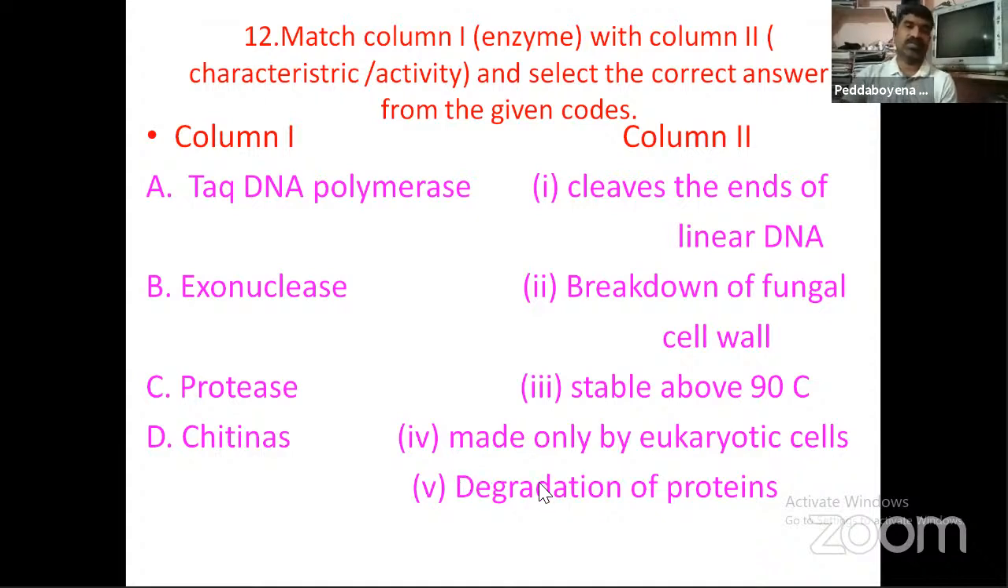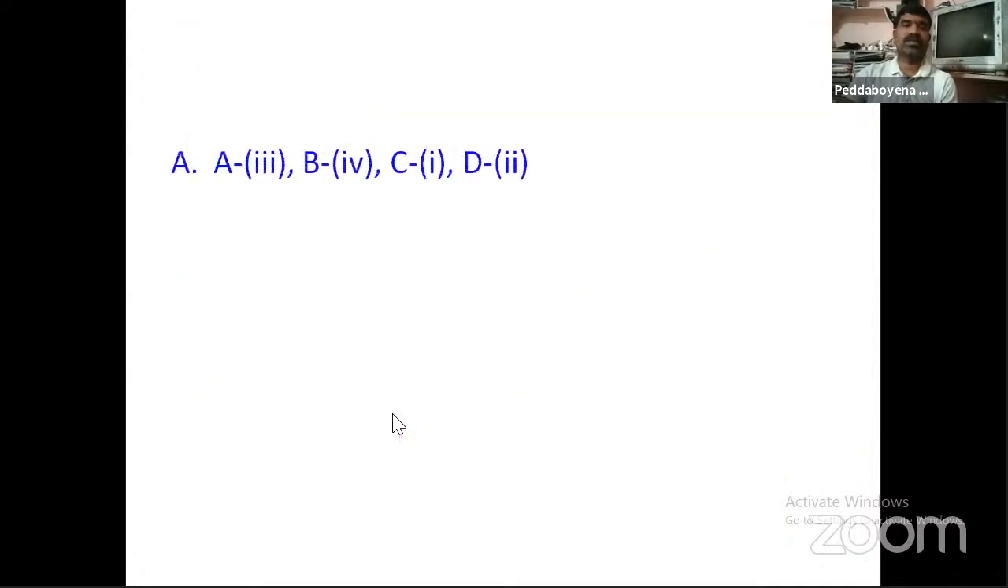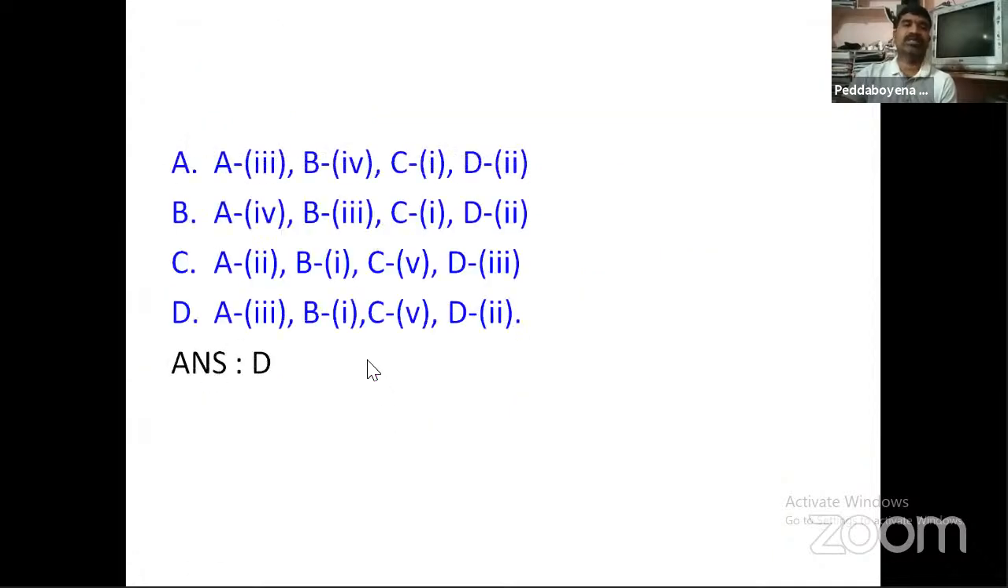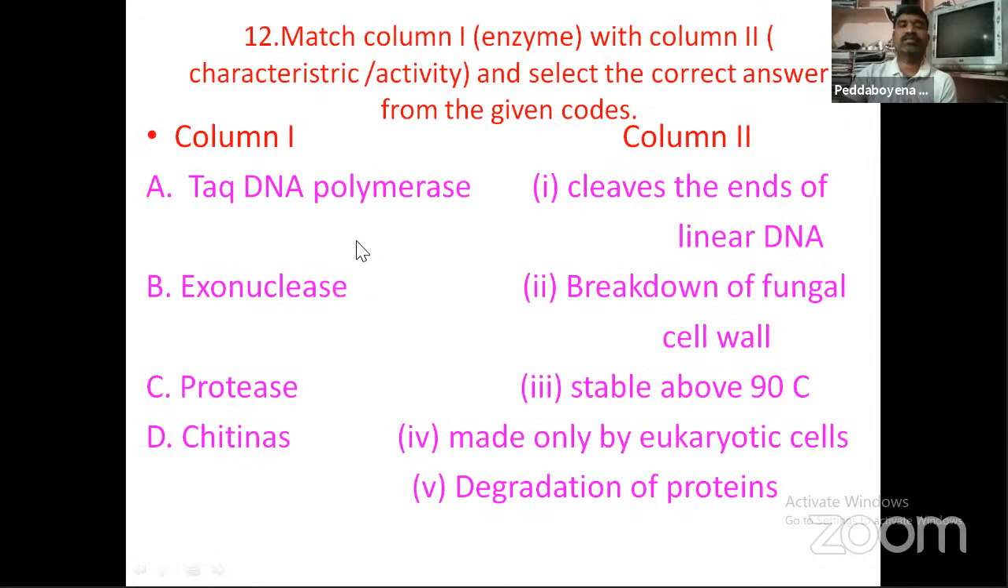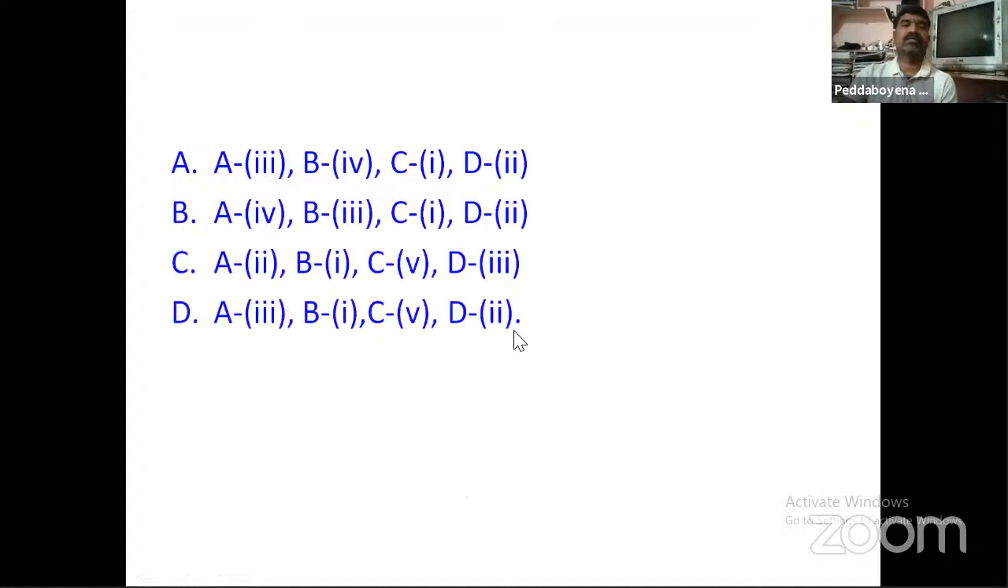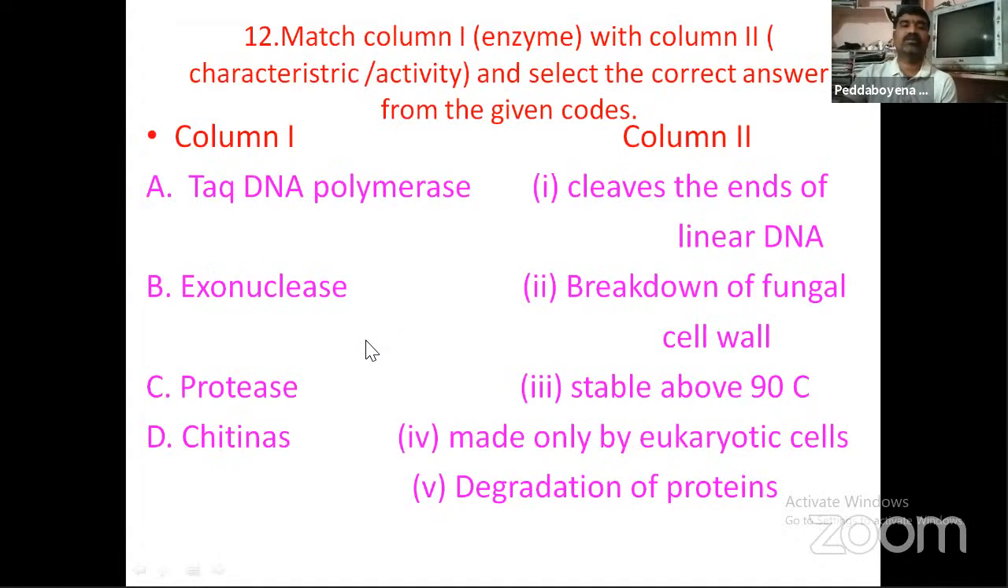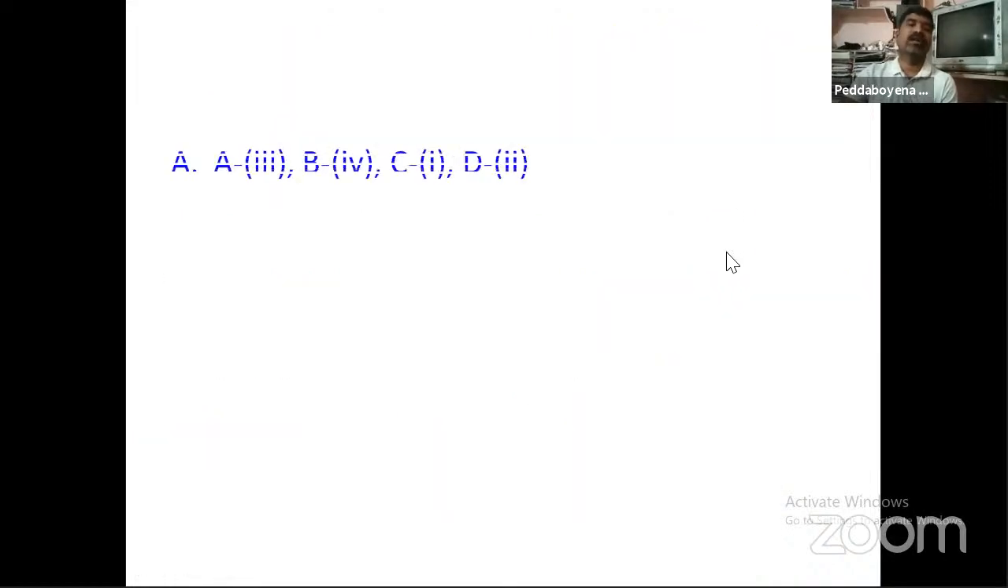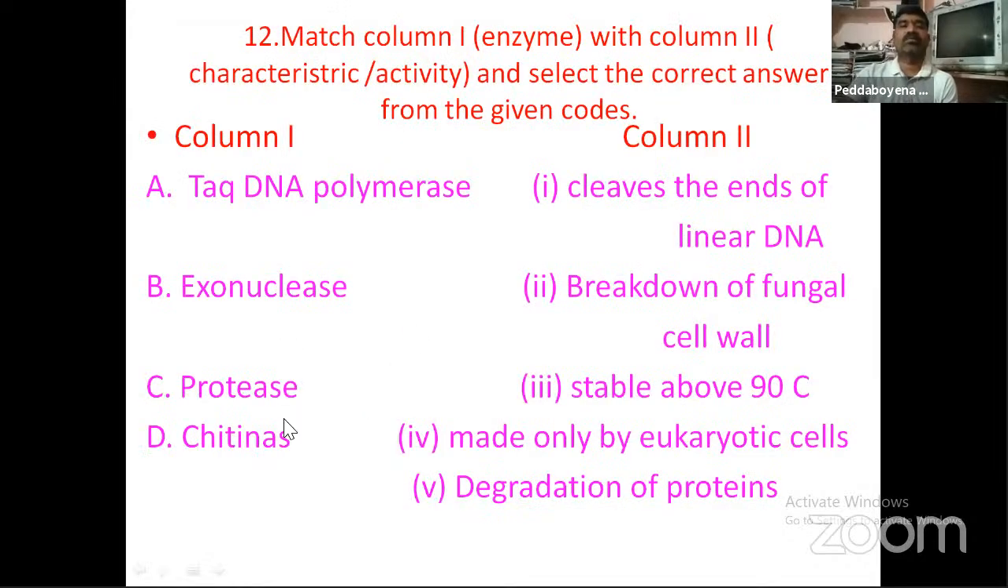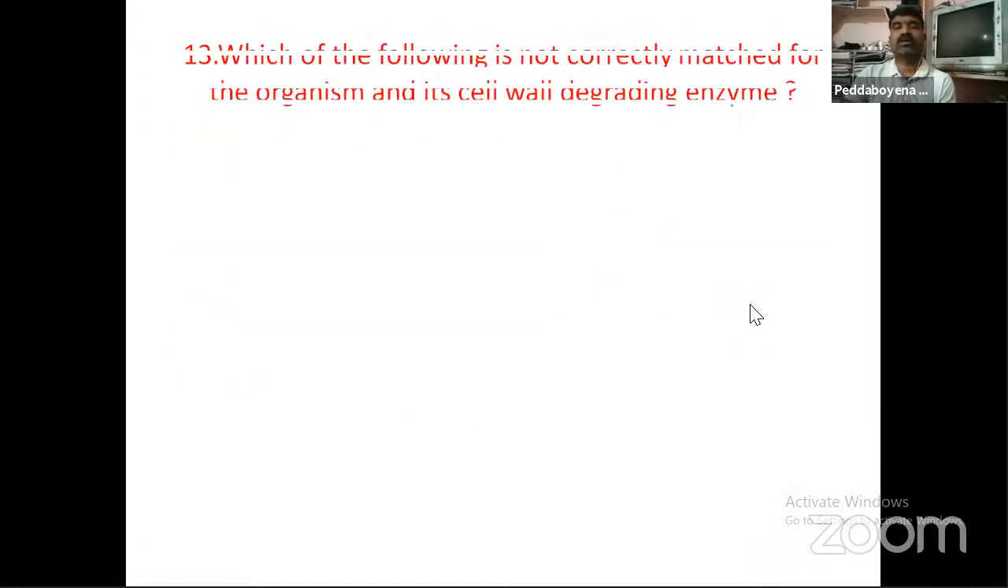Degradation of protein. So the answer is D. A3 means Taq polymerase, stable above 90 degrees. Next, B1: exonuclease cleaves the end of linear DNA. C is 5: proteases, degradation of proteins. Next, D: chitinase, breakdown of fungal cell wall. So this is column 1 and column 2.